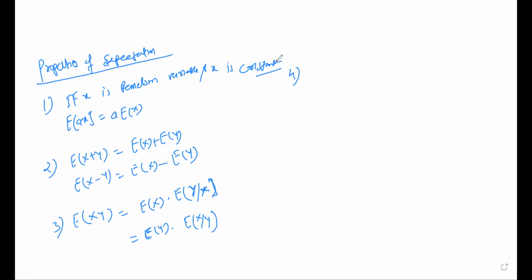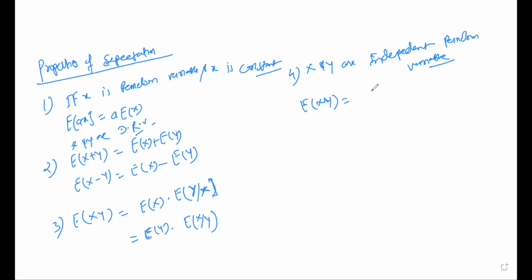If x and y are independent random variables, then the multiplication of these two random variables is split into a single term, that is, the expectation of x into the expectation of y.